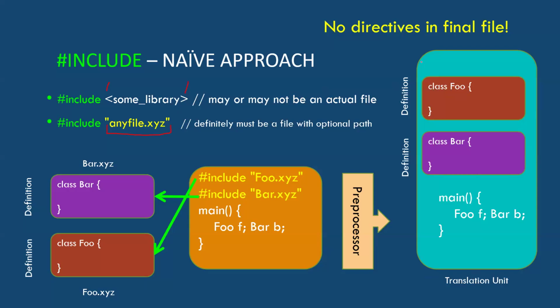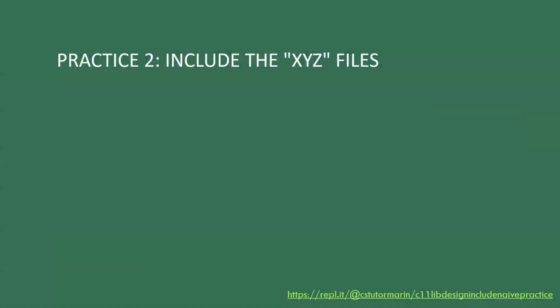And when we're done, notice there's no pound includes. So a pound include vector or a pound include iostream would be gone, and it would be replaced with all of the code that was a part of that, if we could see inside of our translation unit, okay? So that's a little bit about what's going on.